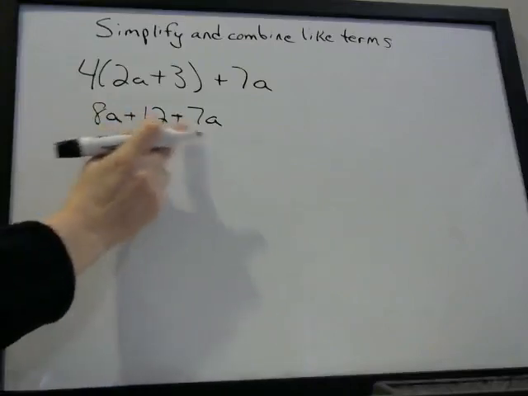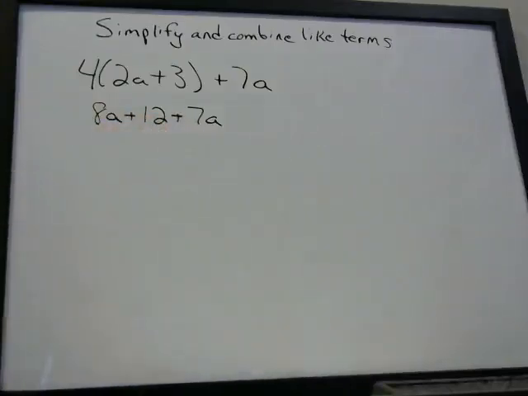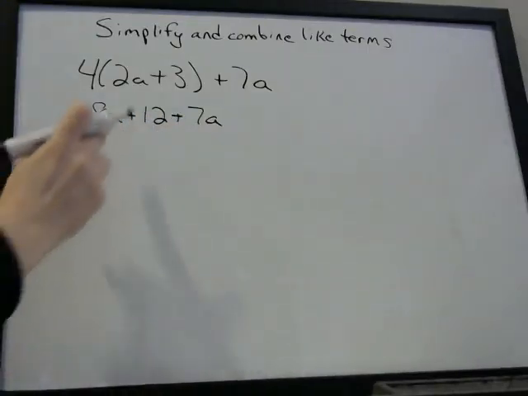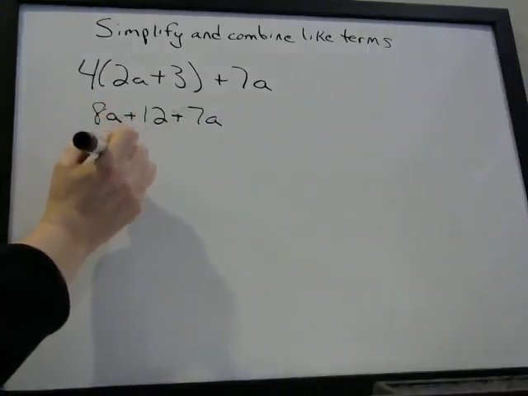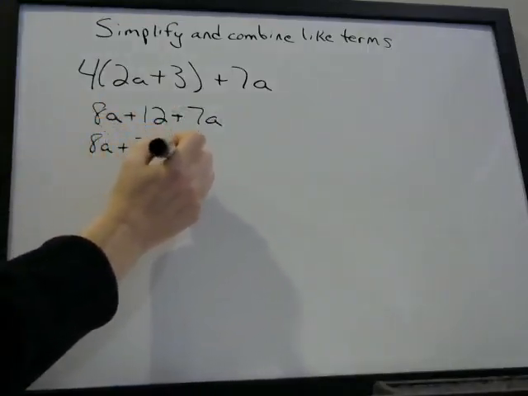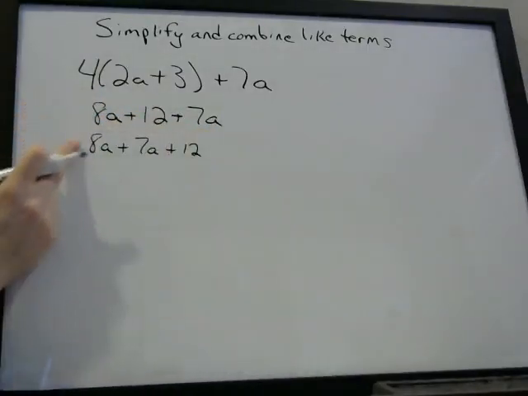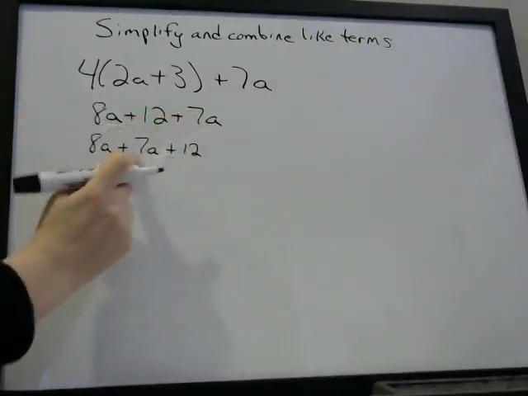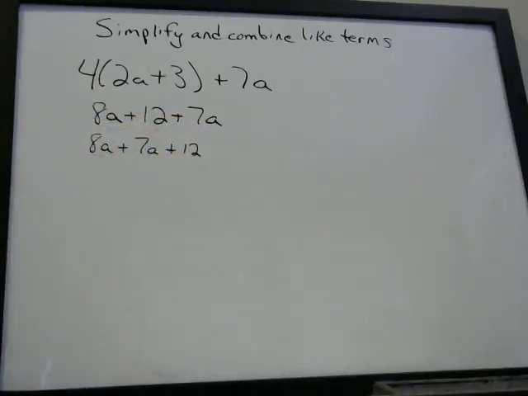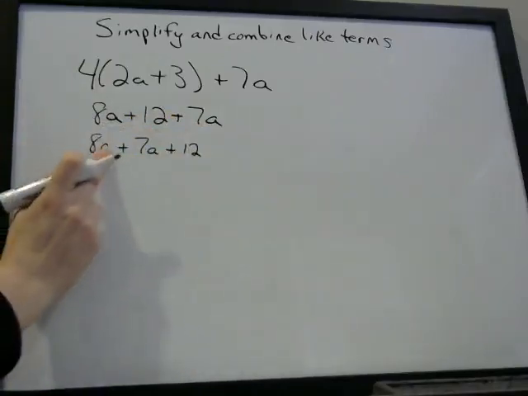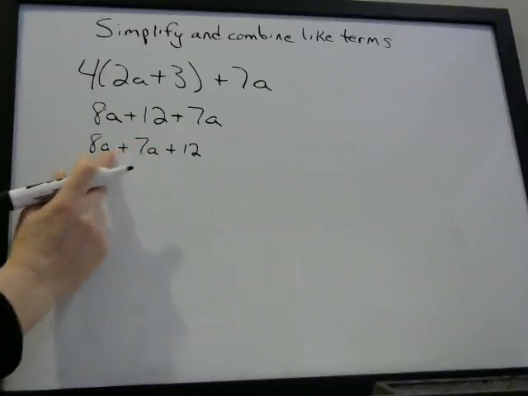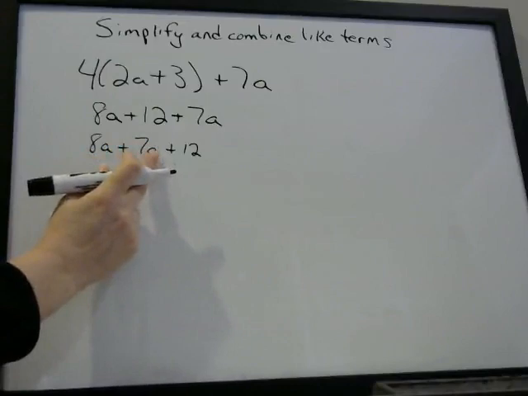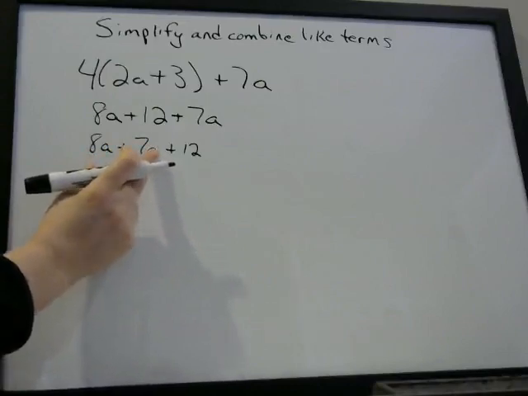Since this is addition, we can use the commutative property, and if you don't know what that is, watch the video. So we can move these around. So 8a plus 7a plus 12. These two expressions are equivalent. I've just changed these two terms, but we can do that with addition. So when we now have a's, this is when we're going to combine like terms. So anything with an a beside it, we can combine.